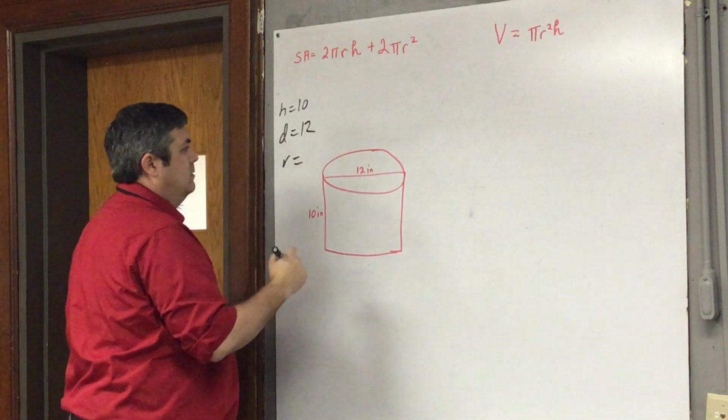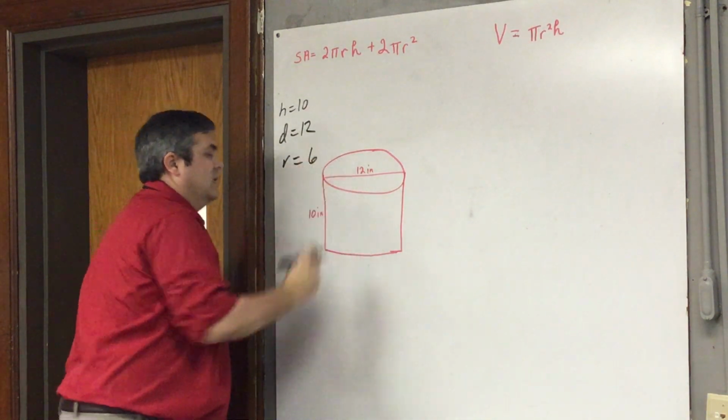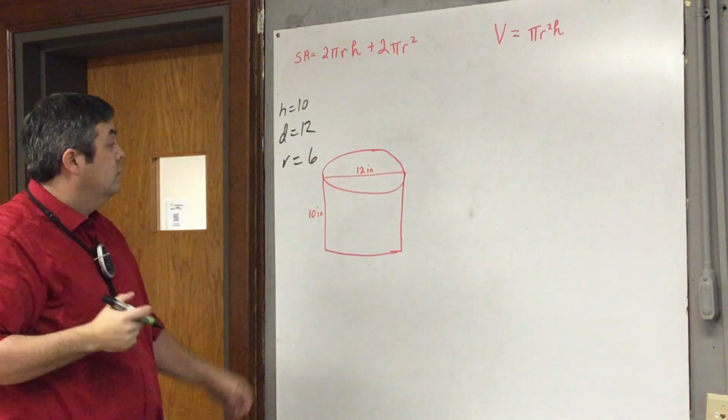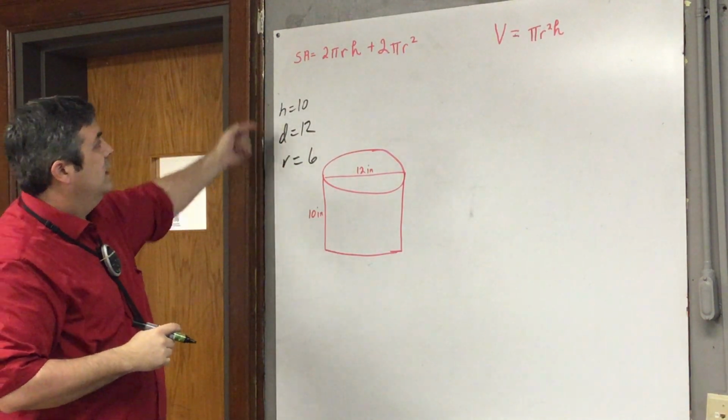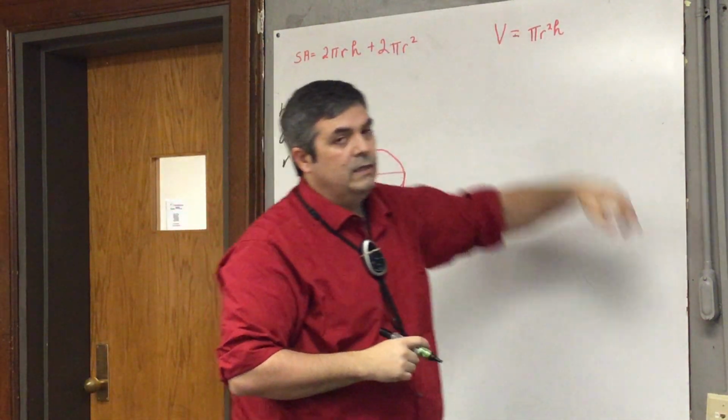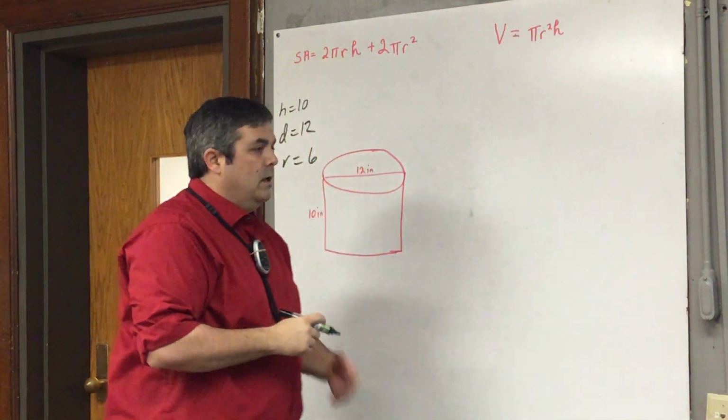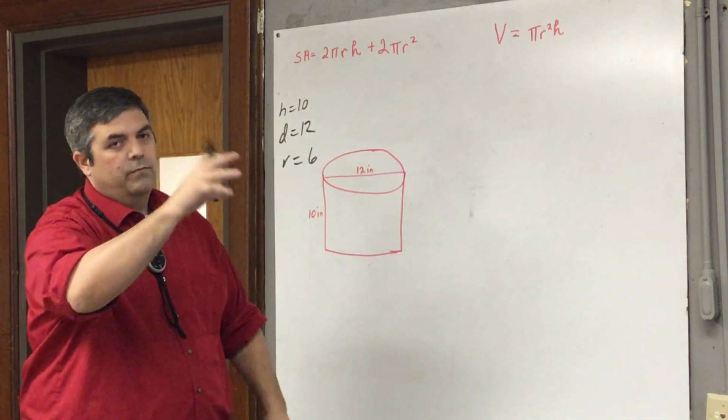Radius equals half, which is 6. Okay? So now that I have all of this, I can take all of this and substitute it into all of these. It really is just substituting into a formula.